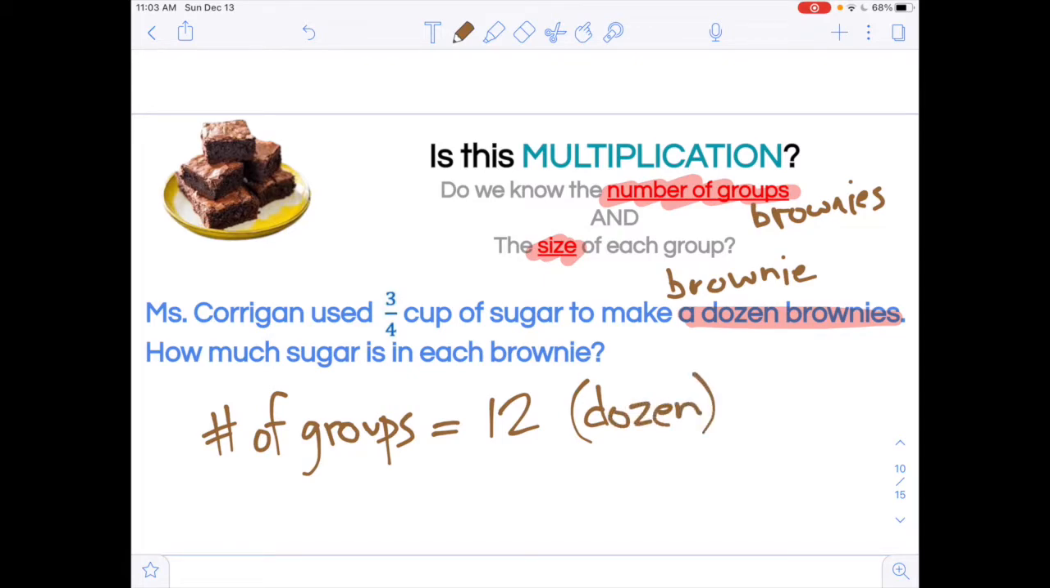But do we know the size of each brownie? So let's go back to this other number that's in this problem. It says she used 3/4 cup of sugar. So sometimes kids say, yeah, I know. The size of each brownie is 3/4 cup of sugar, right? There's 3/4 cup of sugar in each brownie, but that's not what it says.